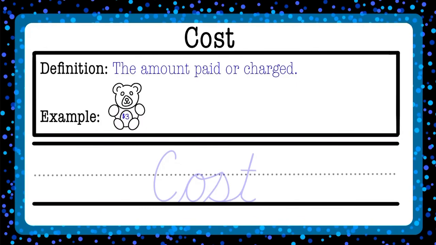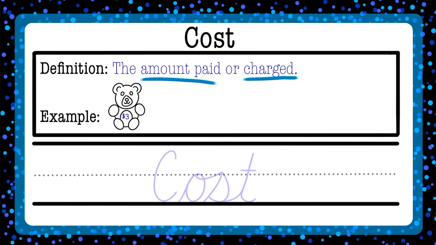Friends, today we're going to be writing the cursive word cost. To start, let's define it. The definition of cost is the amount paid or charged. So in this example, we have this cute little teddy bear, and you're going to see that it is worth $3. So the cost of this teddy bear is $3.